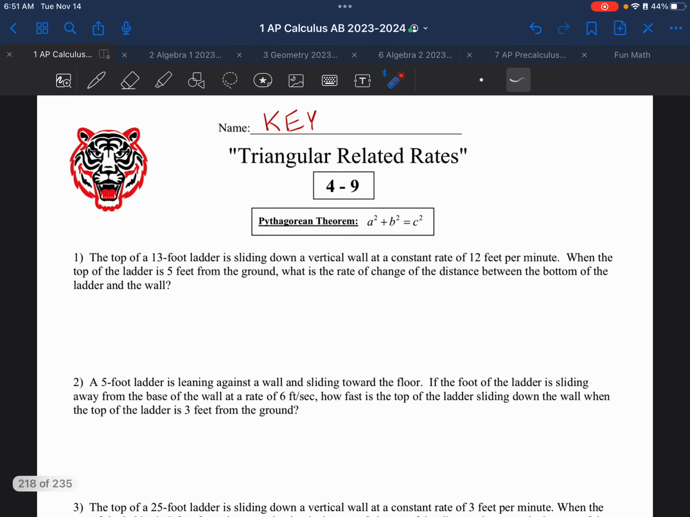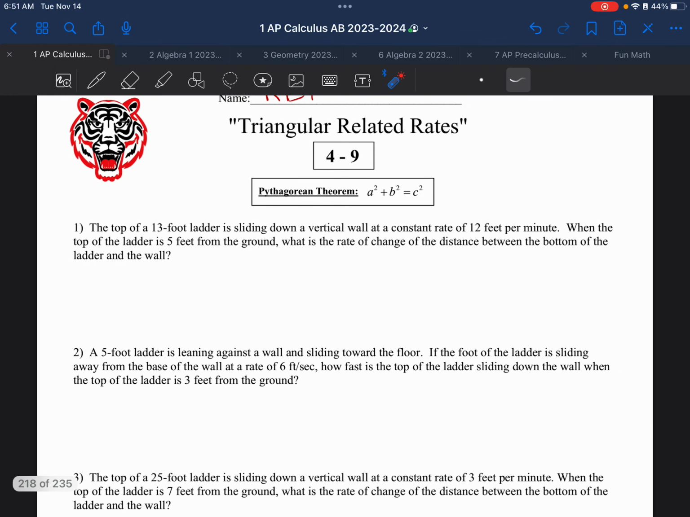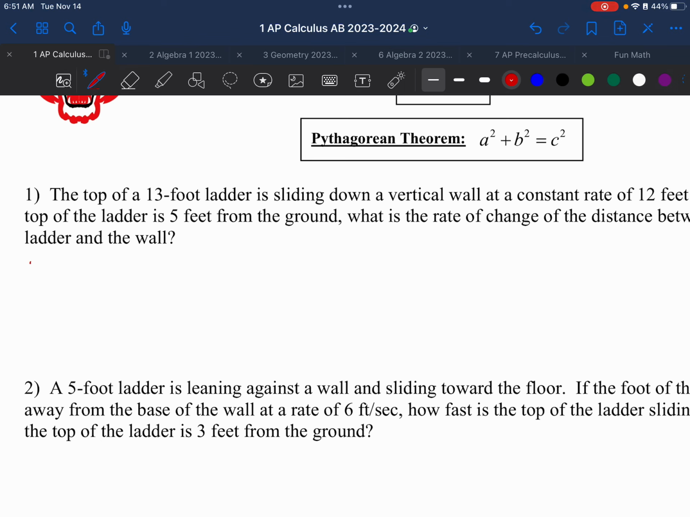In number one, we have a 13-foot ladder sliding down a vertical wall. I immediately want to start drawing a picture of this one. I try to make my pictures as small as possible because we don't have a lot of room here. So I'm going to make a right triangle, and it is indeed a right triangle.